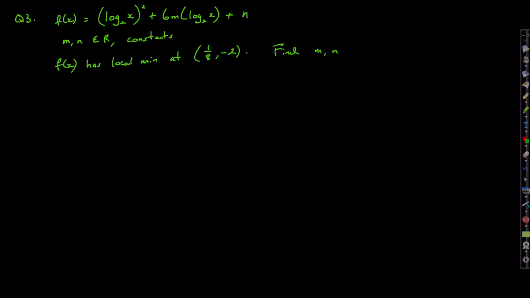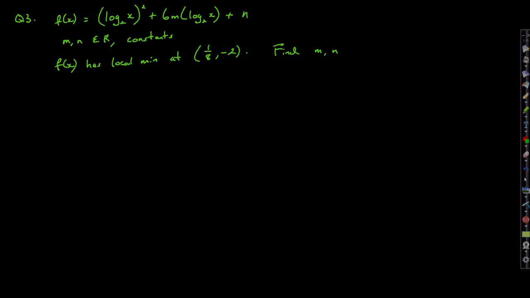So this was the question: you're given that some function is equal to log base 2 of x all squared plus 6 times m, which is a constant, times that log base 2 of x plus n. We're told that m and n are constants and they're real numbers. Okay, and you're also told that this function has a local minimum at the point (1/8, negative 2). And you're asked to find m and n.